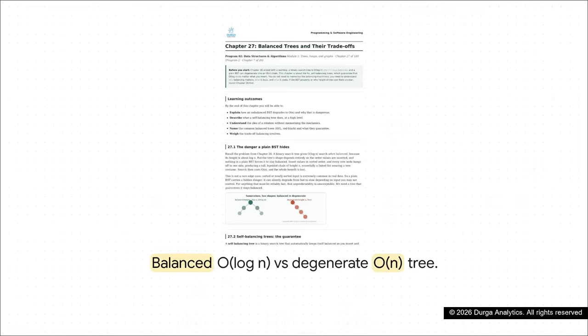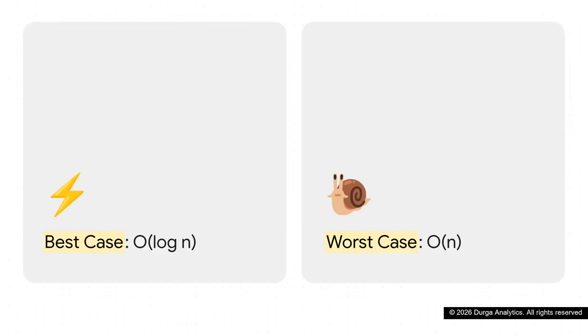If you insert data that's already sorted, or even just nearly sorted, which, by the way, happens all the time in the real world, every new piece of data just hangs off to one side. You end up with this tall, lopsided chain. Honestly, at that point, it's basically just a really slow linked list wearing a tree costume. And this is exactly where the danger lies.